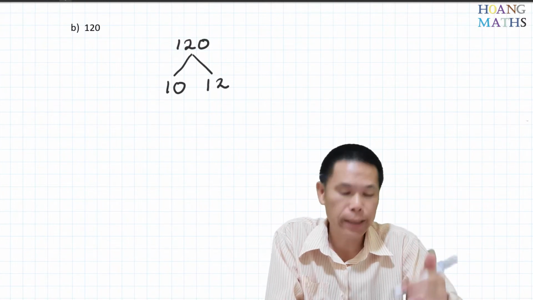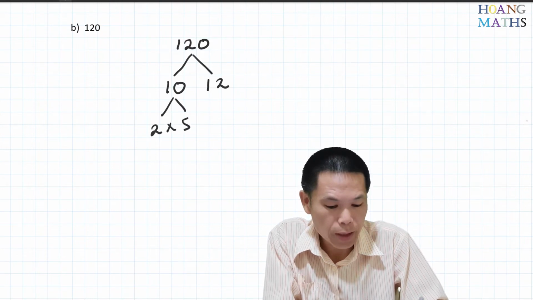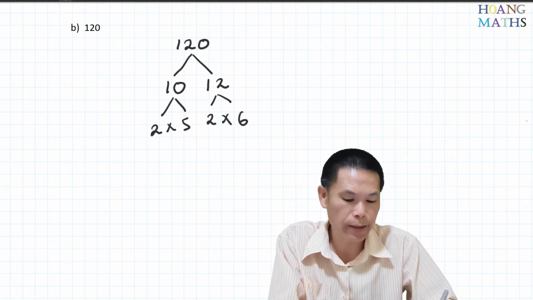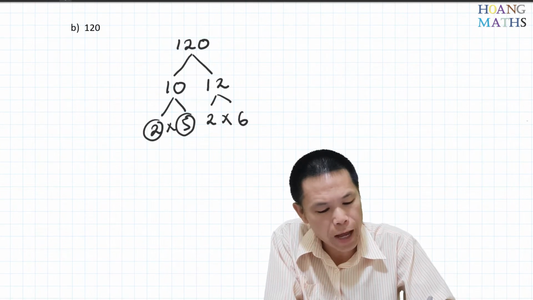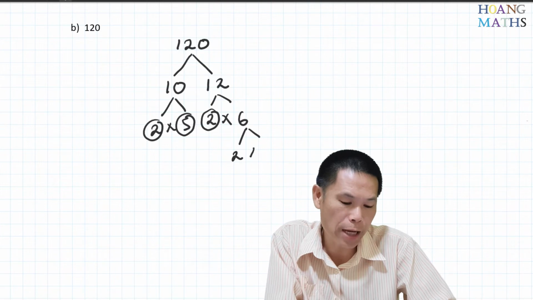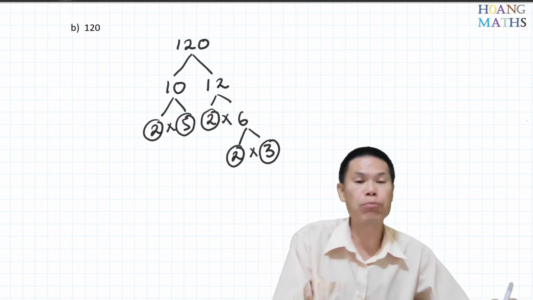But then 10 is 2 times 5. 12 is 2 times 6. And don't forget, 2 is a prime factor. 5, we're done with that. And this 2. 6 is 2 times 3. There you go. 2 is a prime, 3 is a prime number.